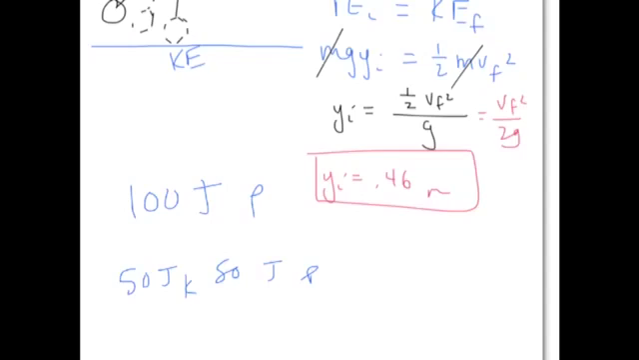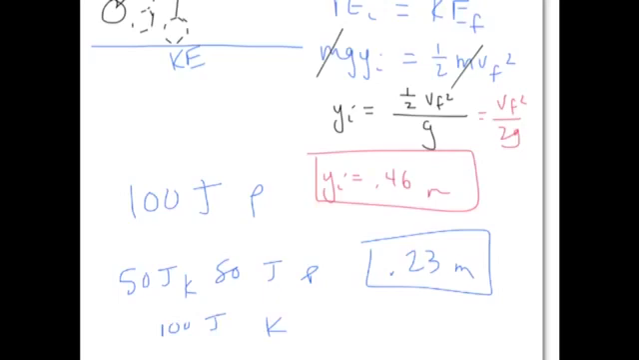Then when it hits the ground, what is it all? Zero potential. So what is it all? Kinetic. It's all kinetic at the bottom. At the bottom, there's still 100 joules. Remember conservation, but now it's all kinetic energy at the bottom. So the answer to part B is just half of this number, or 0.23 meters. And again, half of the height of the object represents half of the potential energy.